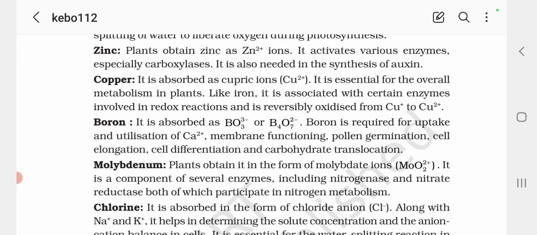Copper. It is absorbed as cupric ions. It is essential for the overall metabolism in plants. Like iron, it is associated with certain enzymes involved in redox reaction and is reversibly oxidized from Cu plus to Cu2 plus. Boron.